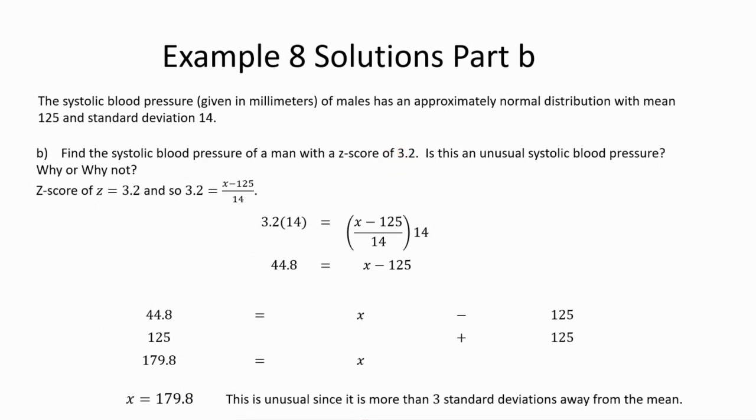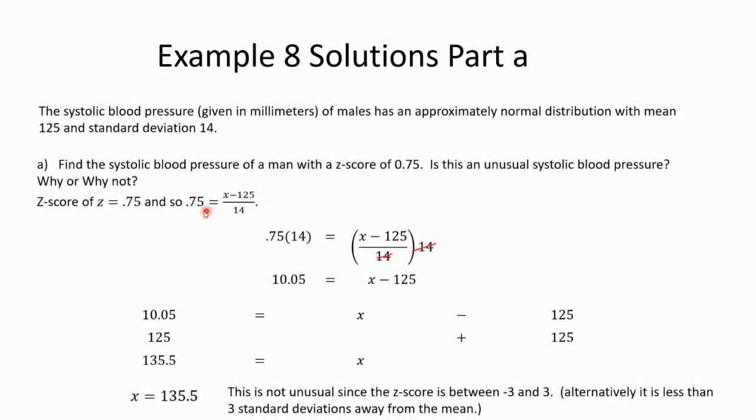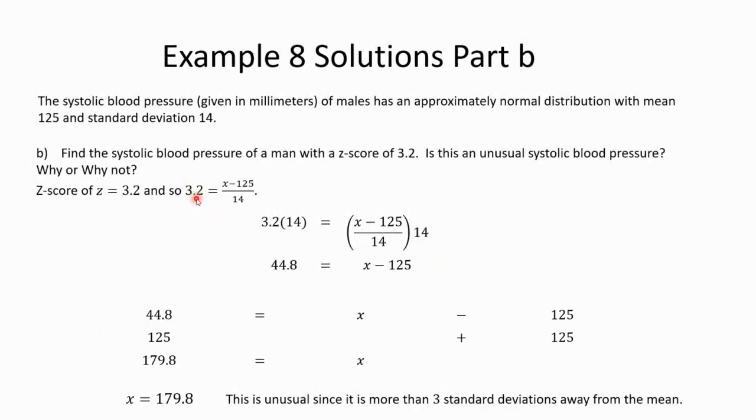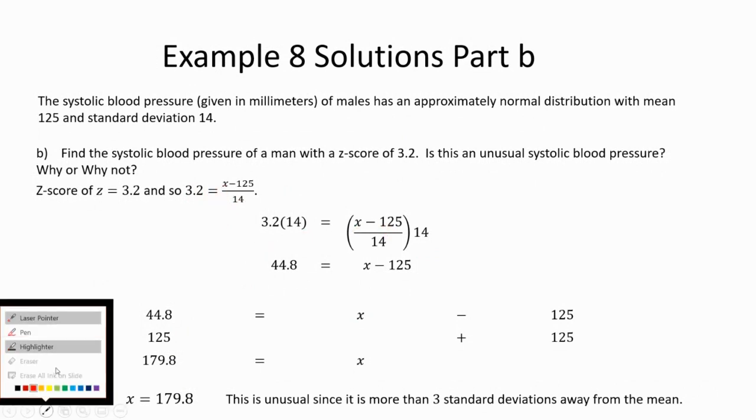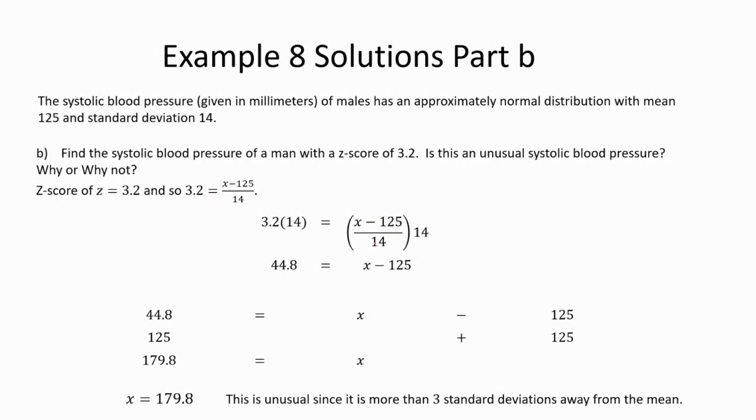Okay. All right. So here we have 3.2, right? It's the same problem as before, except here we were given 0.75. Here we're going to have 3.2. So we want to solve for x. So from here, we're going to multiply both sides by 14, right? Because again, we want to isolate x. We want to get x all alone. This will kill off the 14, by multiplying both sides by it. On the left, you have 44.8. And that's equal to x minus 125.